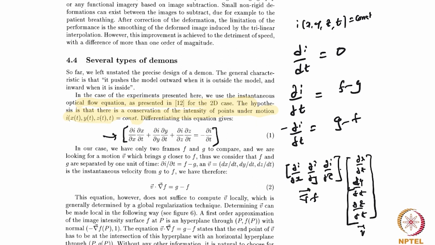Okay. So that's why we get this V dot gradient of F, and it is equal to G minus F. It's actually G minus F by some delta T, and we set that equal to 1, so that's not explicitly shown here, because in order for the units to match on both sides, here V is a velocity.